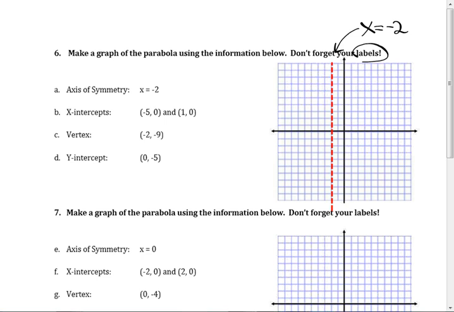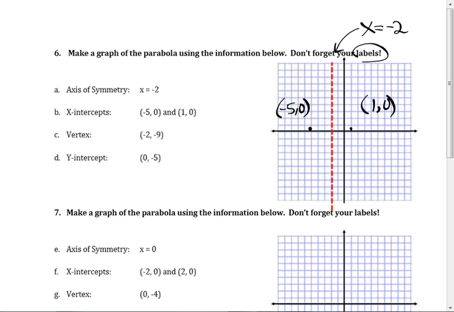Okay, x-intercepts are -5, 0, 1, 2, 3, 4, 5. Either you say x-intercept or you say -5, 0. I'm going to do -5, 0. I don't know how the answer key was written, but it should be labeled. There were no labels? Well, we should put labels in there. Then that's 1, 0. If it says to label, we should do it.